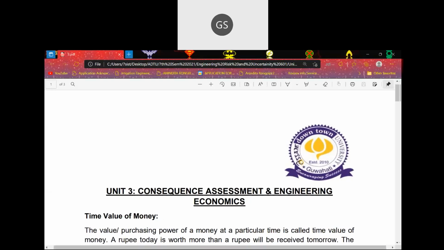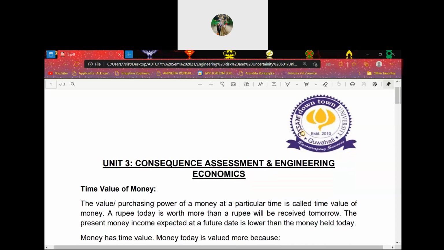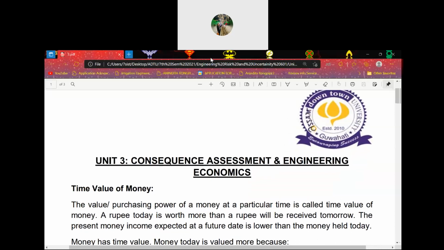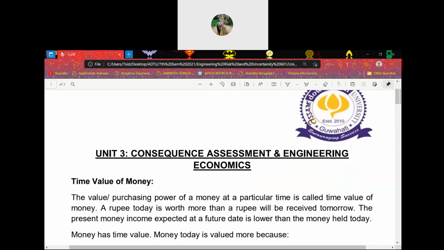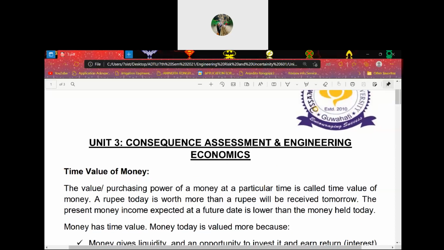So I'll continue with unit number 3, which is consequence assessment and engineering economics. The next topic is time value of money. The value, that is the purchasing power of money at a particular time, is known as the time value of money. A rupee today is worth more than a rupee that will be received tomorrow. So this is kind of a phrase.